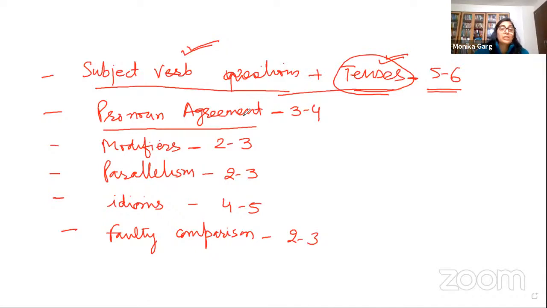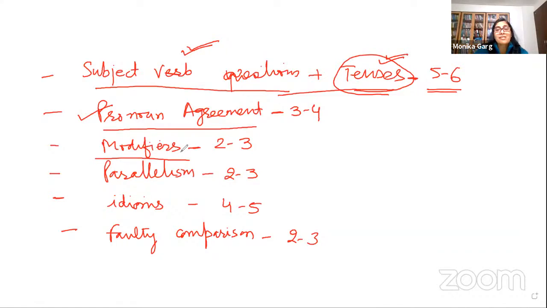The other type of questions in pronouns might be ambiguous pronouns, as in you have lots and lots of nouns in the previous sentence or the same sentence, and then you're using a pronoun for one of those, and it's confusing. People may not be able to figure out for which particular noun you've chosen this pronoun. And in that case, the correct usage is to remove that pronoun and use a noun instead, so that there is no ambiguity or confusion there. So that's pronoun agreement. Next is modifiers.